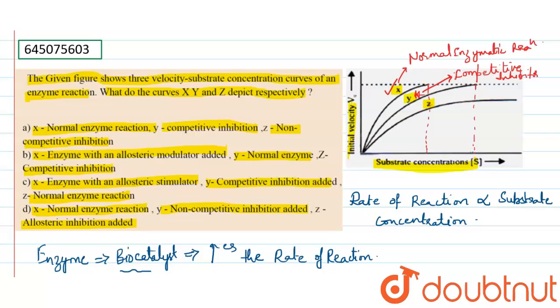The Z graph represents a non-competitive inhibitor because Vmax is not attained. So the answer for the question is option A. That is, X is a normal enzyme reaction, Y is a competitive inhibitor, and Z is a non-competitive inhibitor. Hope it's clear.